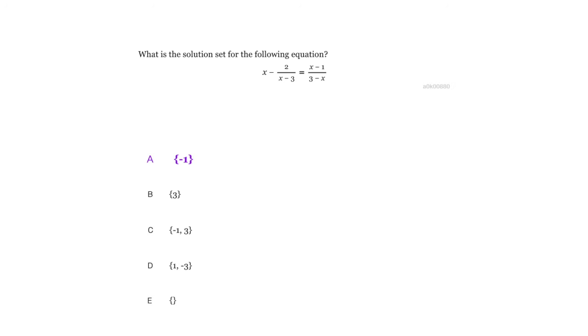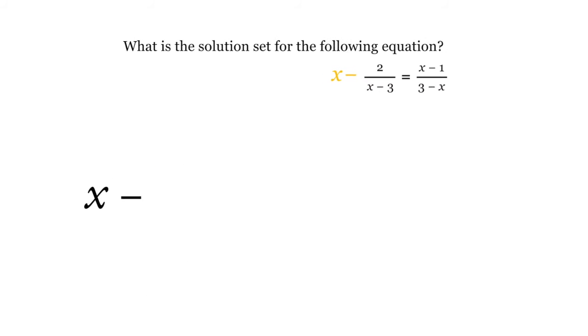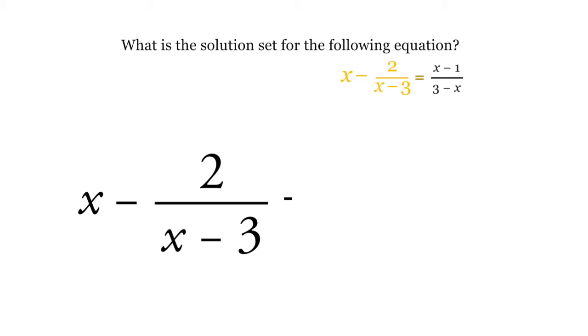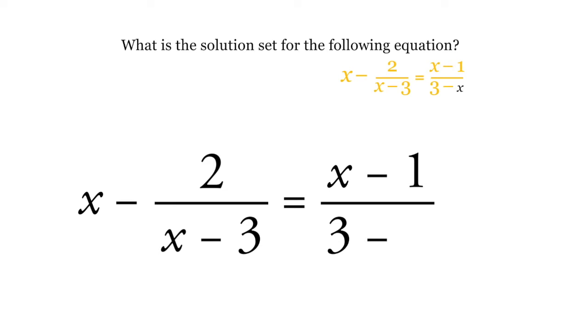This is one of the harder problems you'll see. Let's go ahead and see if we can work this out. What we want to do is get the denominator the same everywhere if we can, so we can make it go away on both sides of the equation. So we have (x - 2)/(x - 3) = (x - 1)/(3 - x).